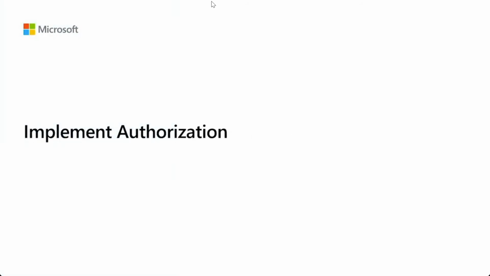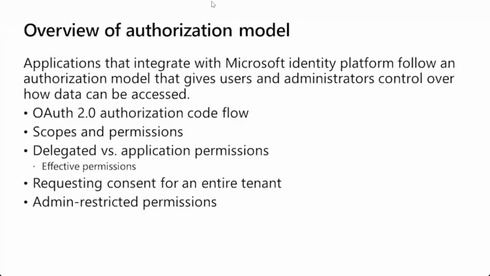All right, so let's move on to the next phase, which is implementing the authorization component. Now this is obviously going to happen once you've finished authenticating. Now we need to go through the process of authorizing. What access and what capabilities do you have at that point? So applications that are going to integrate with the Microsoft Identity Platform, they follow an authorization model, right, that gives users and administrators control over how the data can be accessed.